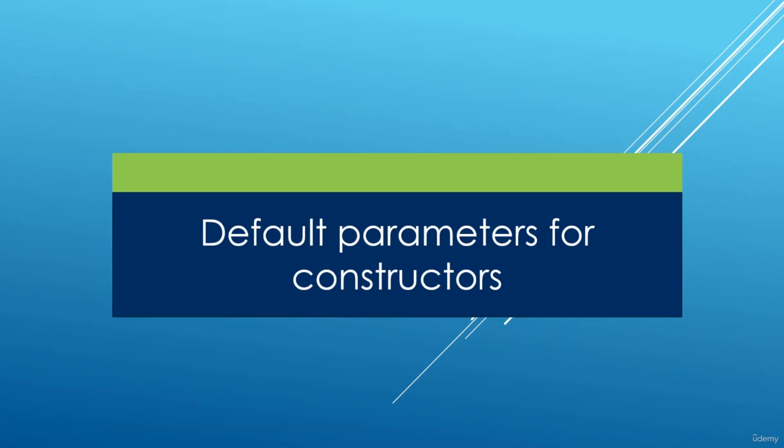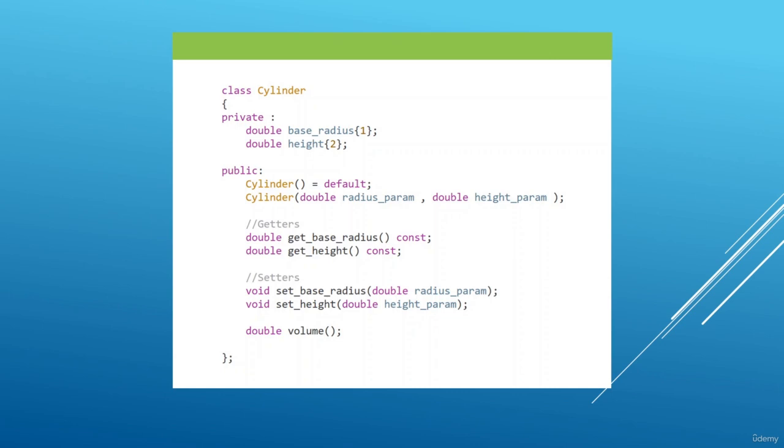In this lecture, we're going to see that we can pass default parameters to constructors. Here is the class we have been using a while ago, the cylinder class. It had a few member variables, base radius and height, and a few other members. For example, we have two constructors here, one which is the default and the other that is taking two parameters. And we have two getters, two setters, and a volume function, which is going to compute the volume for this cylinder. What we want to see is how we can pass default parameters to constructors.